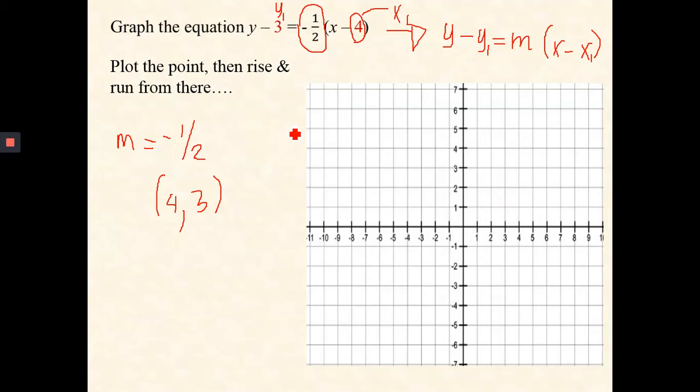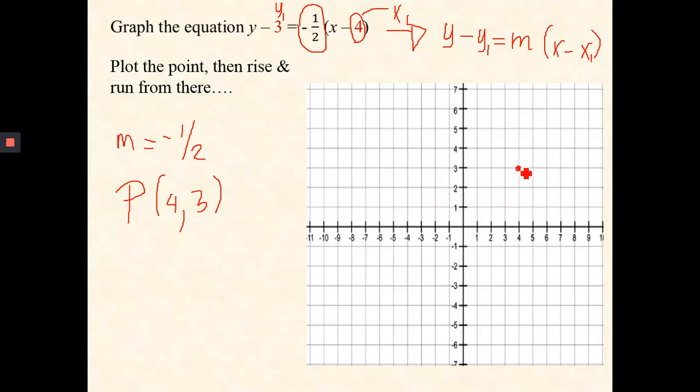In order to plot the given equation, we need to plot first the point. So we need to plot first this point, 4, 3. Where's the location of your 4, 3? Your x is 4. So it is here. And your y is 3. So it is here. Okay? So that is the point 4, 3.